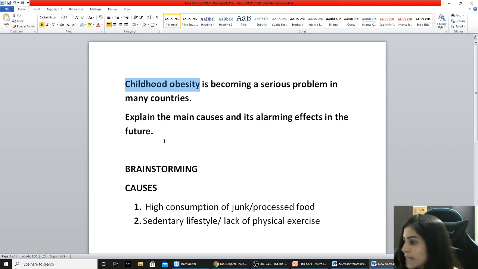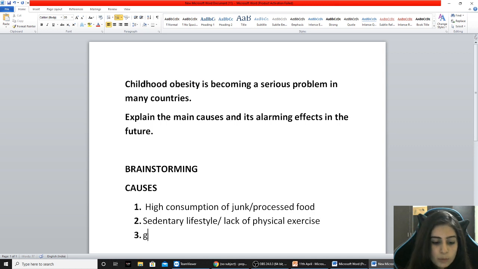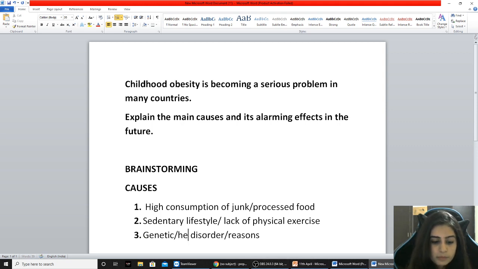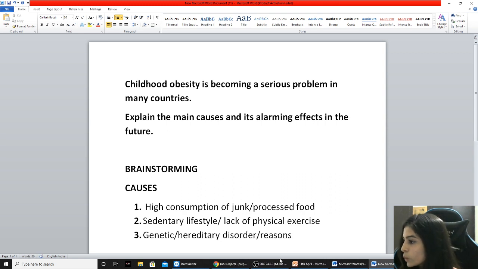Okay, Rosie Reddy says lack of physical exercise. We have already covered that. Anu says family factors. Very good. So I would use genetic disorder or genetic reasons. Bharat also says the same thing. Genetic factors. Good job, guys. Hereditary, so that's also fine. You can use that word here as well. Okay, what else?